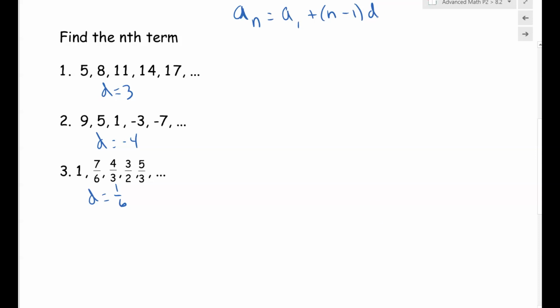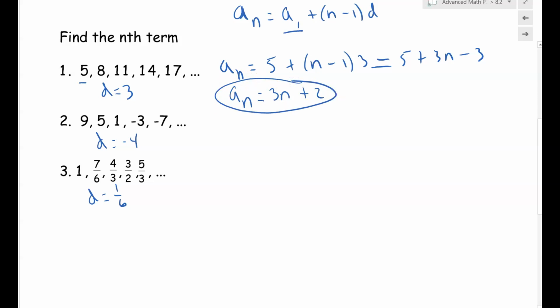So if I look at number 1, a sub n, well, what's my first term? Well, it's right there. 5 plus n minus 1 times 3. Now, I would like you to do a little distribution here and simplify with these problems as well. So this is 5 plus 3n minus 3. So my a sub n is 3n plus 2.